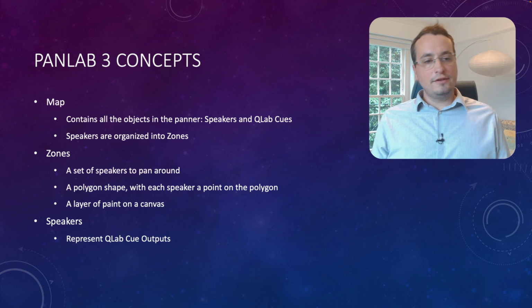The next thing I want to do is add our stage zone. Let's call that stage. And again, just hit the add speaker button. I've got 4 speakers on my stage, so add that 4 times and add downstage left, downstage right, upstage left, and upstage right. panLab will actually just pick a random color, and we've got these 2 colors right now.